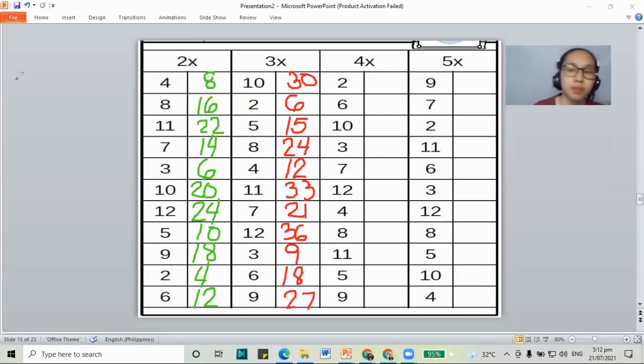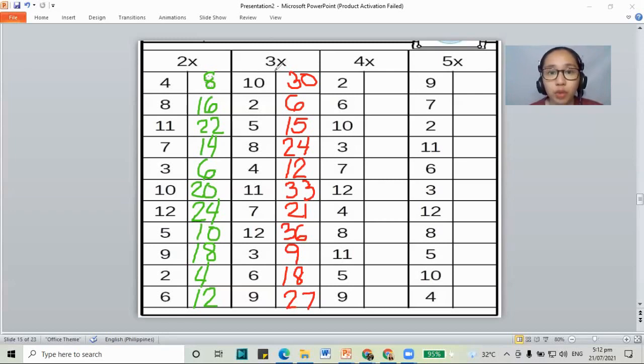How about we skip count by 3? You get 3, 6, 9, 12, 15, 18, 21, 24, 27, 30, 33, 36. You can also skip count by 3 to remember your multiplication for 3.